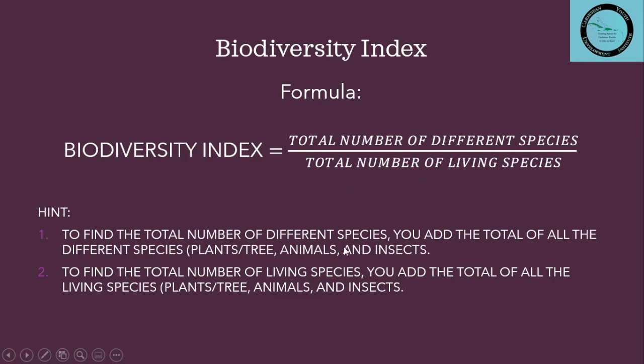To find the total number of different species, you will need to add the types of species together across all our focus groups. And we're also going to need to add the total number of living species together across all our focus groups.